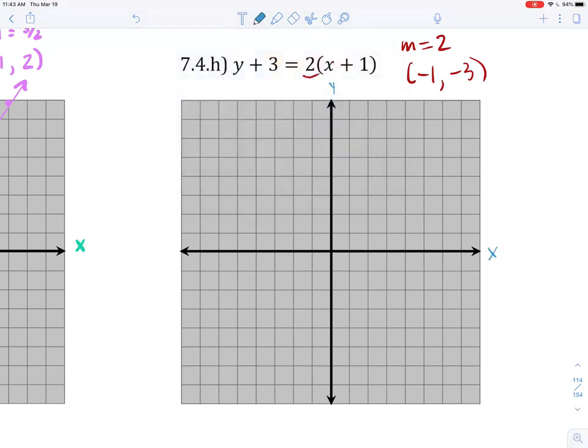All right, next steps. Before we even start putting anything on the graph, we have to label what we're talking about.